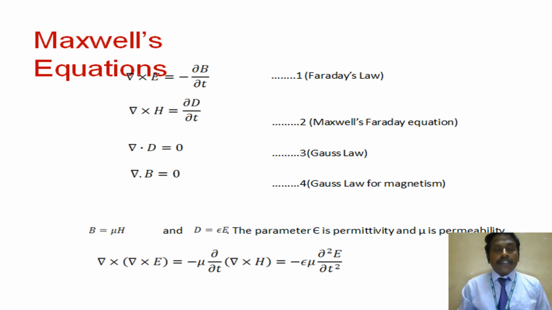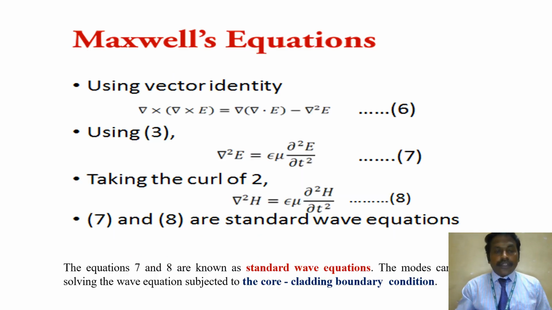Consider the first equation; we can apply del on both sides. So del cross E is equal to minus mu dou by dou t of del cross H, which is equal to minus epsilon mu dou square E by dou t square. Using the vector identity, in a single term we have two multiplications with the del operator, so this is represented in identity form. Del cross del cross E is equal to del of del dot E minus del square E. In free space, del dot E equals 0, so in equation 6 the first term, del of del dot E, is 0. So we have only minus del square E.